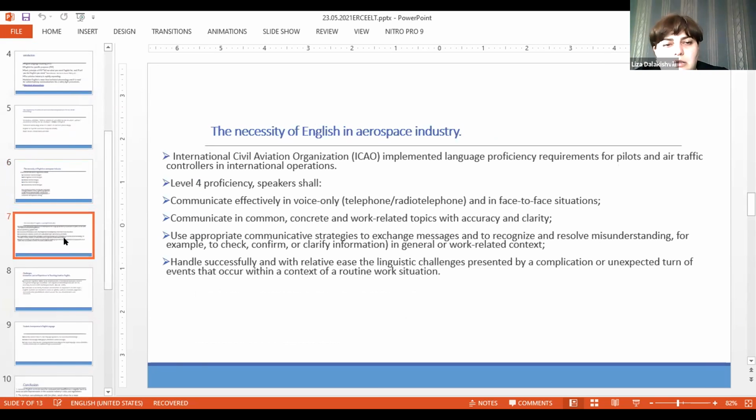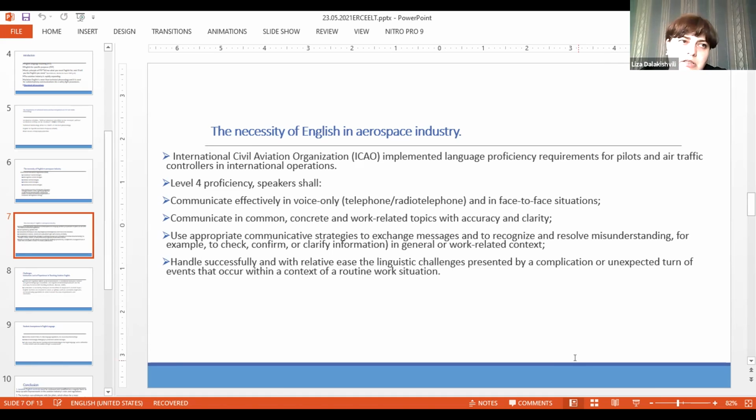Here, I especially want to pay attention to the International Civil Aviation Organization, which controls civil aviation all over the world. It takes responsibility for the requirements of language proficiency. I have mentioned here level 4 proficiency, which is a must and a requirement for air traffic controllers and also for pilots: to communicate effectively in voice-only and in face-to-face situations.